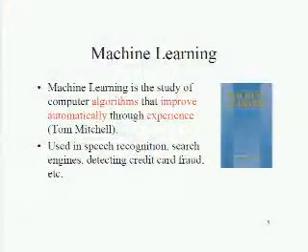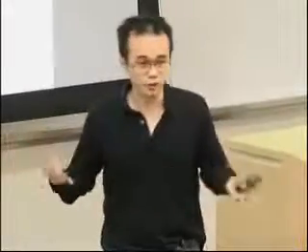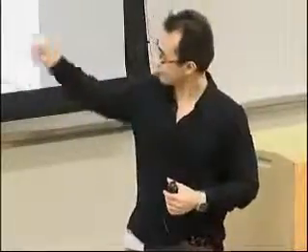And the second advancement, again, is machine learning. Machine learning is the study of computer algorithms that improve automatically through experience. This is a quote from Tom Mitchell, my advisor. As people here should be familiar with, machine learning is used everywhere today: in speech recognition, search engines, advertisement recommendations, detecting credit card fraud. Everything is about machine learning these days.